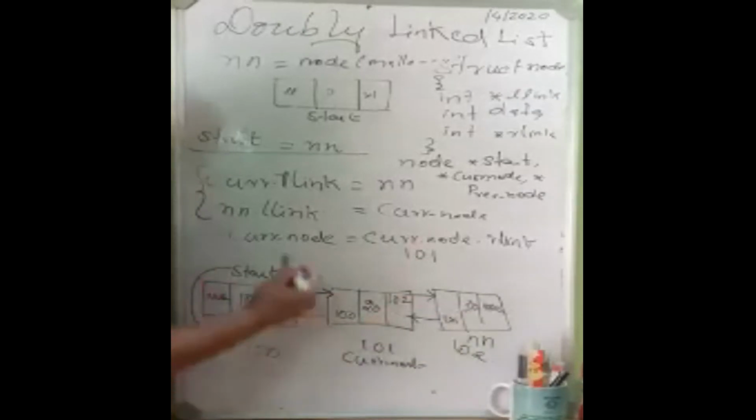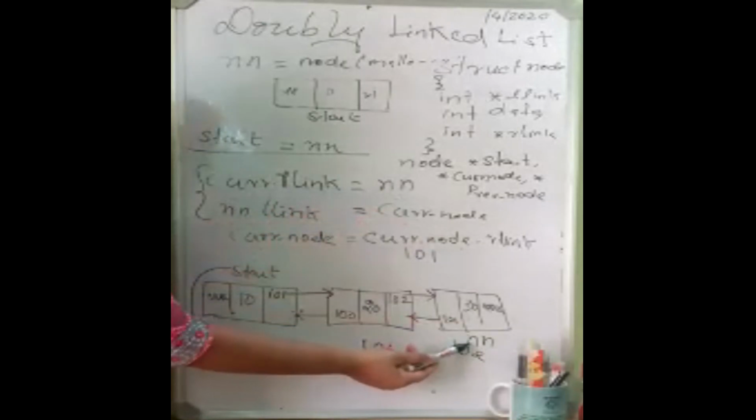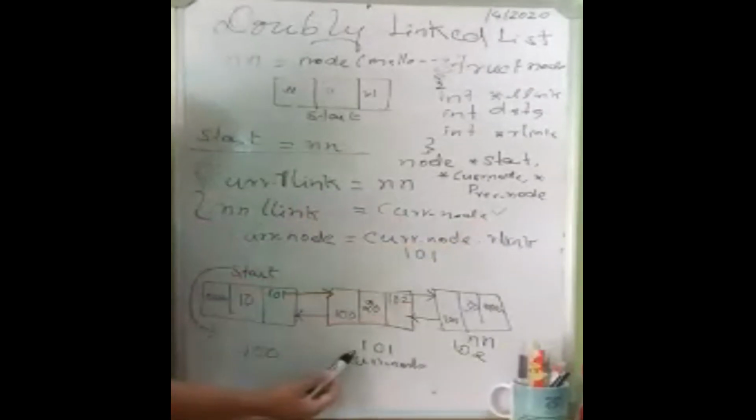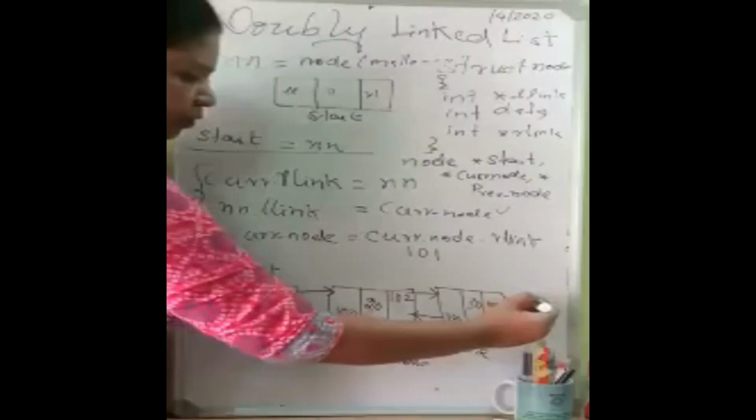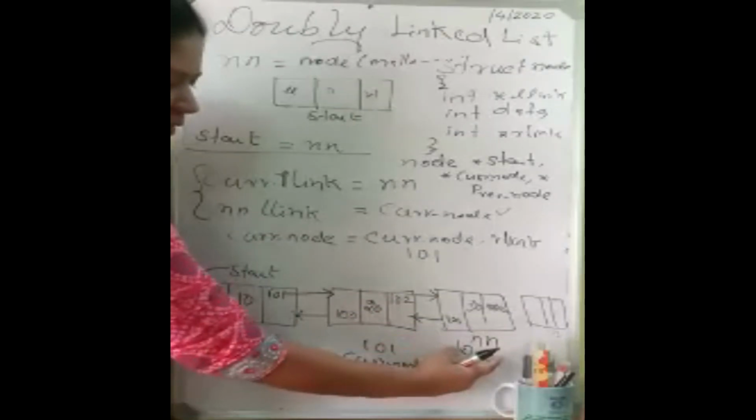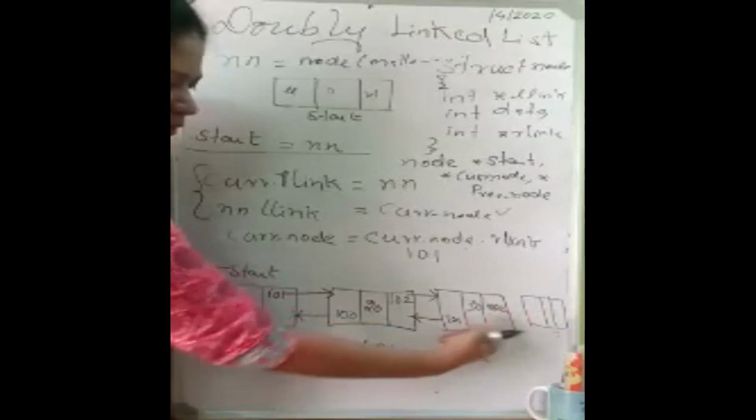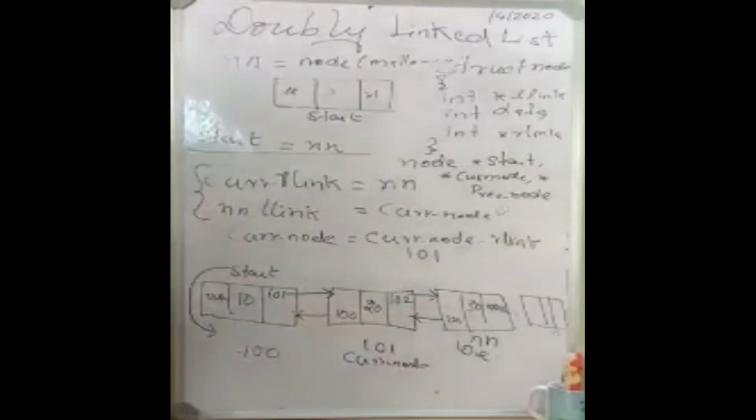Again we have a new node, right? The process will continue. In the current node right link, we are going to store the address of the new node. The new node left link will show the address of this current node, right? After that, again, the current node will move from here to here. We want to insert one more node here. Again, the current node right link will store the address of the new node, and the new node left link will store the address of the current node. So the process will continue, right? So however many nodes you want to insert, you can keep them in this list.